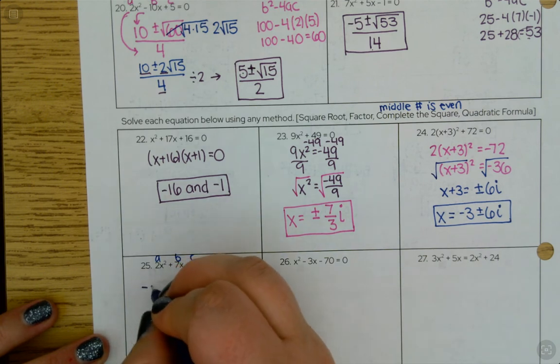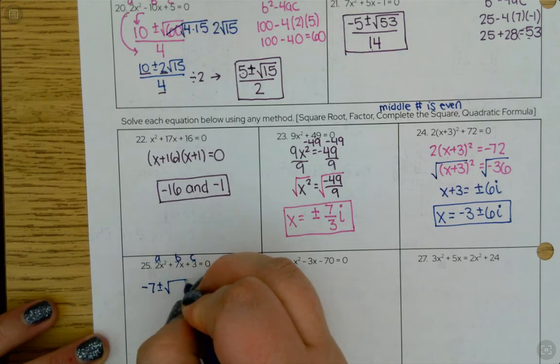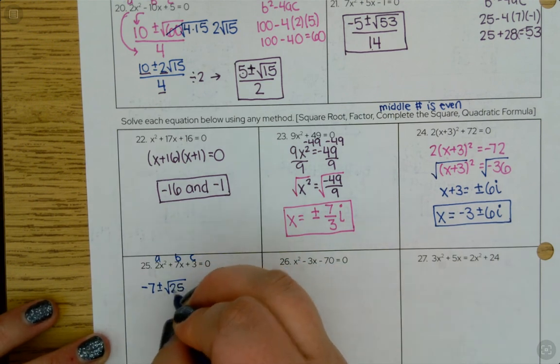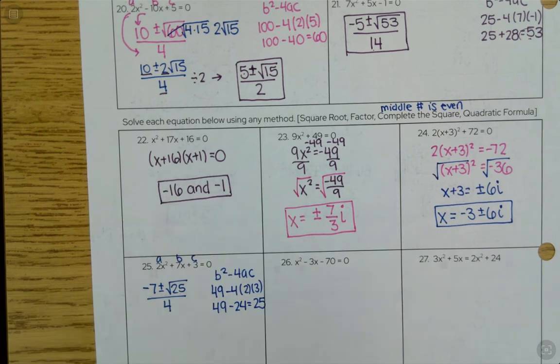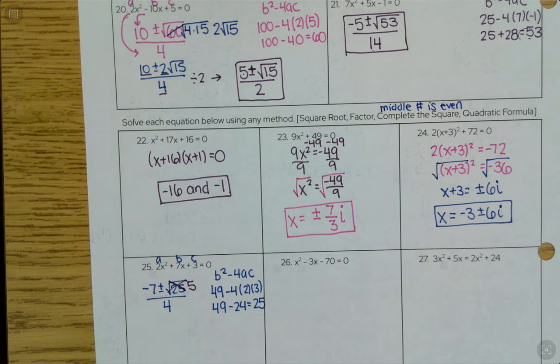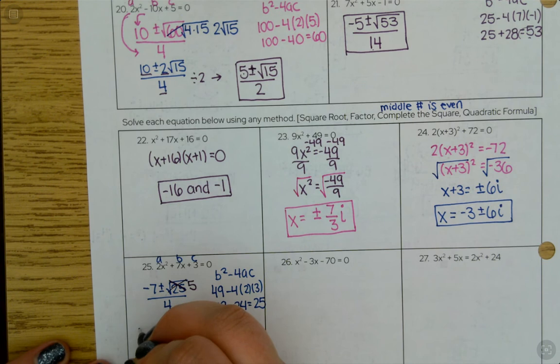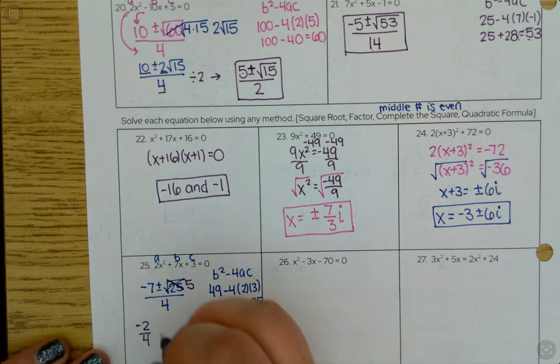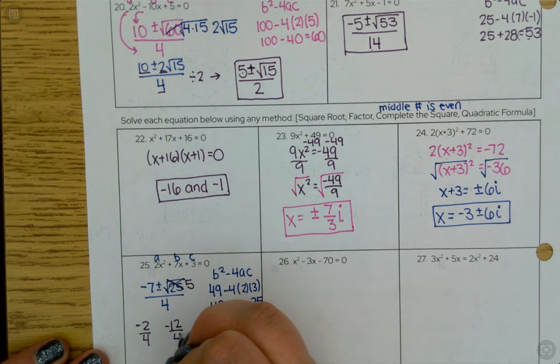We're going to do negative b plus or minus the square root of b squared minus 4ac, which is 25, over 2a, which is 4, because a is 2. Now, guys, the square root of 25 is 5. So we're going to cross this out and write 5. And I need to do negative 7 plus 5, which is... no, sorry, negative 2 over 4. And negative 7 minus 5, which is negative 12 over 4.